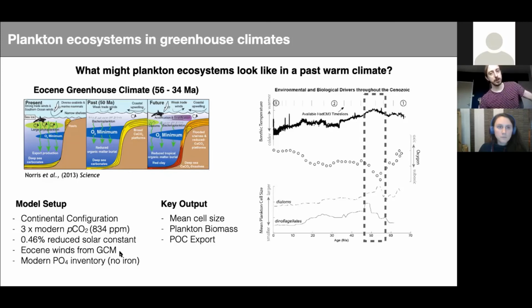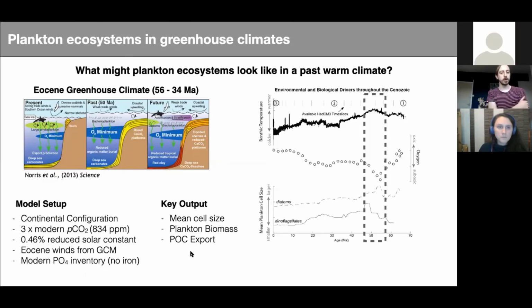So a GCM has been run with this Eocene, a dynamic ocean atmosphere model, and we use that wind field to force our ocean model. And then for want of any more information, we are using a modern phosphate inventory or macronutrient inventory. And so I'm going to look at some key output relative to what we're thinking about.